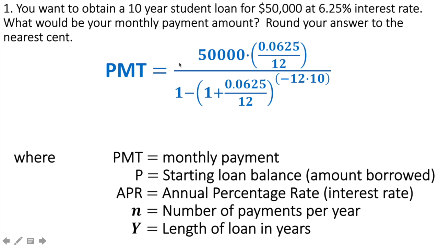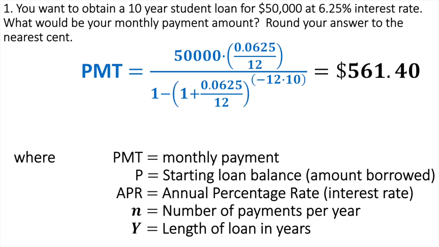What we're going to do is plug the right-hand side of this equal sign into our calculator. It will do all the calculations for us. If we plug that in accurately, it will come to $561.40. So this is our monthly payment on this particular student loan. It's a pretty hefty payment. We're going to pay that over 10 years. At the end of 10 years, it'll be completely paid off. But that wasn't exactly what the question asked.